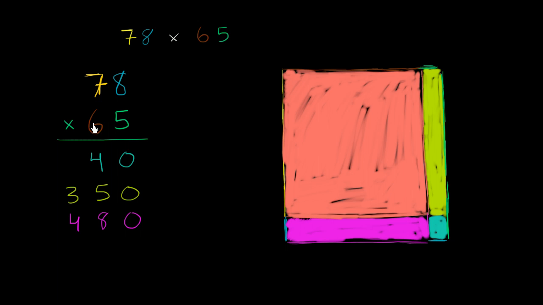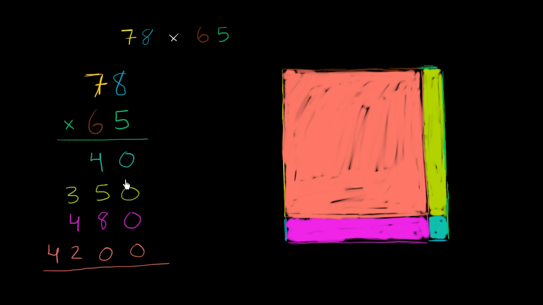And then 6 times 7, well that would be 42, but we have to be careful. This is 60 times 70. So we're going to have two zeros at the end. This is 4,200, not just 42. So 6 times 7 is 4,200. And now we can add everything together.